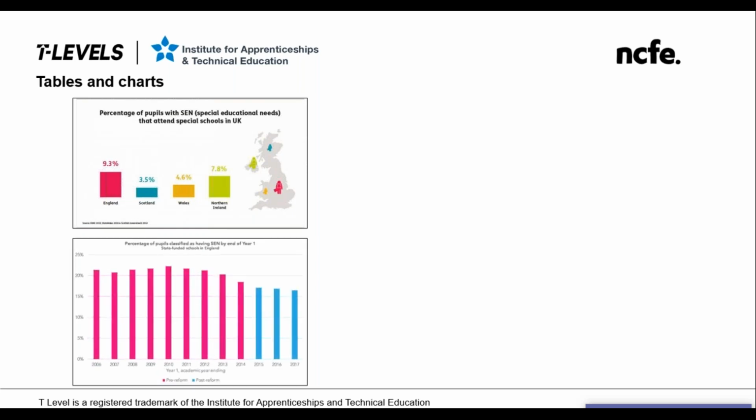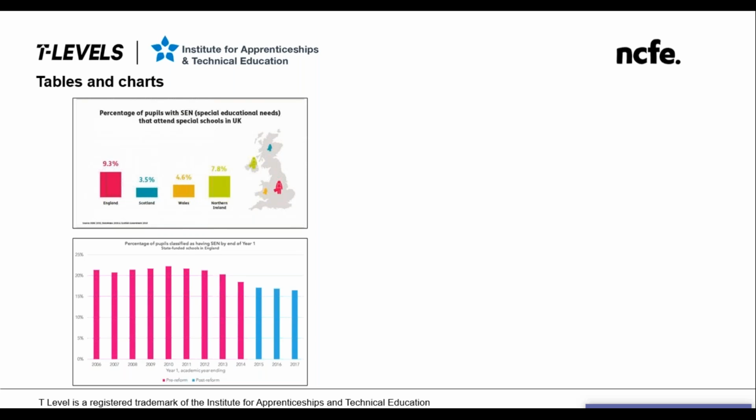The second image relates to the percentage of pupils being classified as having SEN by the end of year 1 in state-funded schools in England. The label on the x-axis tells us the difference pre and post-reform. At first glance, what might that graph be telling us? And again, what discussion could take place around interpreting and using this chart?